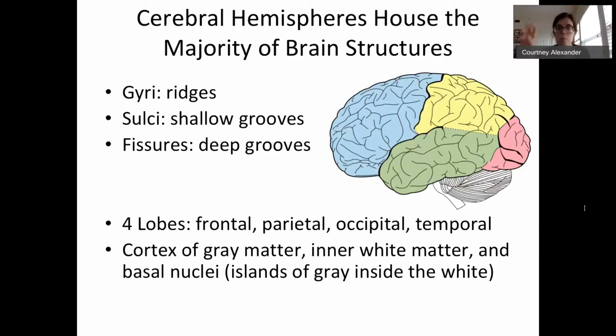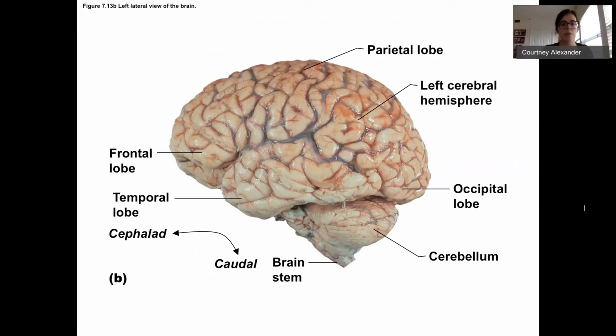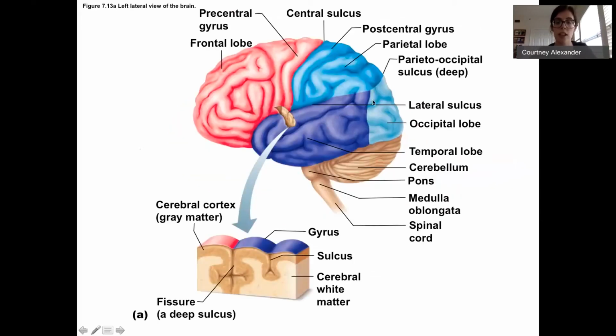And again, the cortex, the outer layer, is made of gray matter, which is the cell bodies, shooting their axons, forming the white matter on the inside. And then you've got a few basal nuclei scattered around, or islands of gray matter inside the white matter. This is what the brain looks like. Again, we've got the frontal lobe, parietal lobe, temporal, and occipital, and here at the base is our cerebellum. And we have 2 hemispheres, a left and a right. Looking at it again, you can see the frontal lobe, parietal, occipital, temporal, cerebellum in the back. And zooming in, we have the gyri, the shallower sulci, and the deeper fissures.